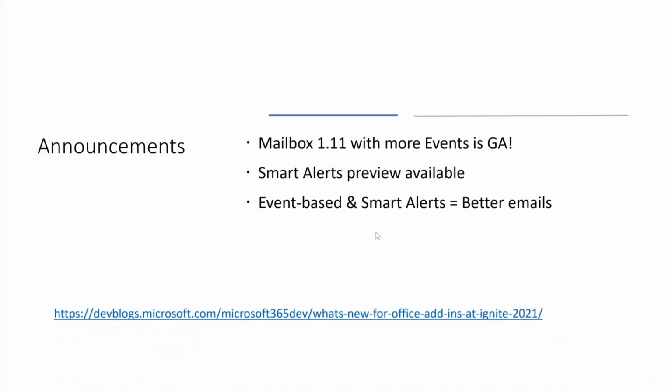But anyways, during the event, we actually announced two important updates. The first one is that our Mailbox 1.11 requirement set is GA. So we're going to talk a little bit more about what's included here. And then we also announced a super cool feature, which I think I already talked with this audience about, which is smart alerts. So I can give you a demo about it and tell you how you can use it. And then finally, we talk a little bit about how you can combine these two features to create better experiences and allow your users to send better emails.